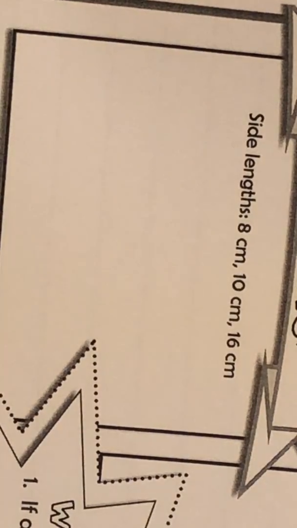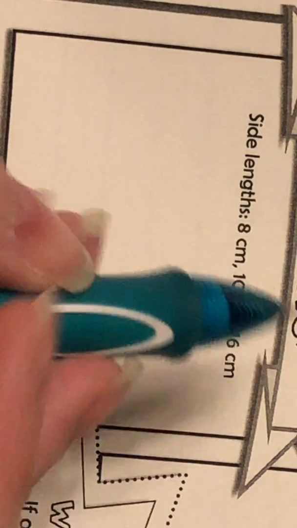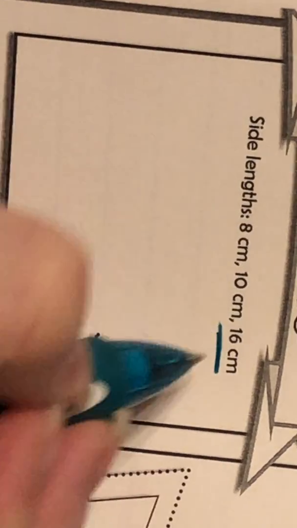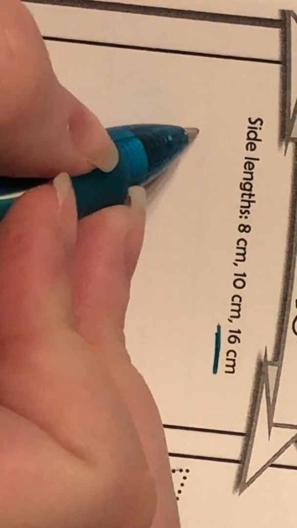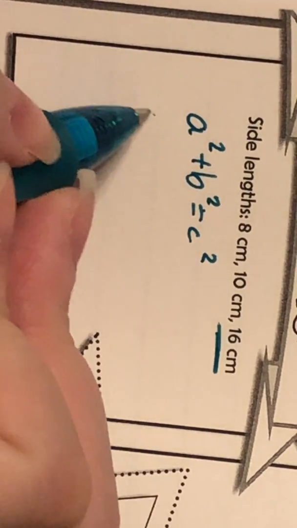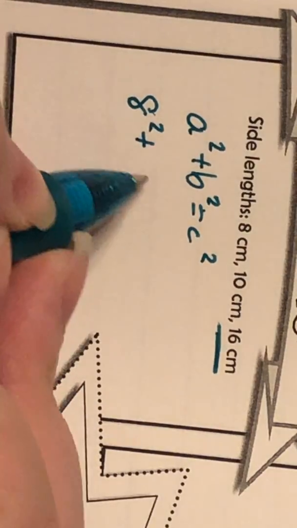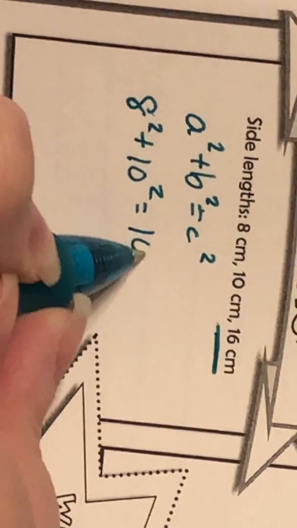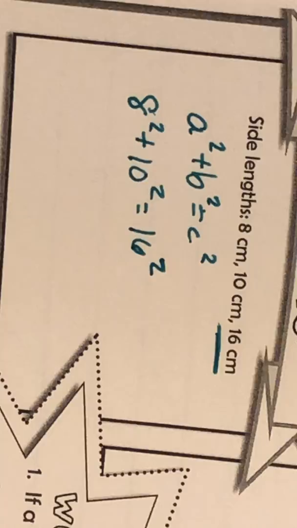It gives us 3 measures. Side lengths of 8 centimeters, 10 centimeters, and 16 centimeters. Okay. So the first thing that I want to figure out is which ones of these are the legs and which one's the hypotenuse. You can remember that the hypotenuse is always the longest side, which means 16 has to be my hypotenuse. So my formula, a squared plus b squared equals c squared. I'm going to plug in 8 for A, 10 for B, and 16 for C.